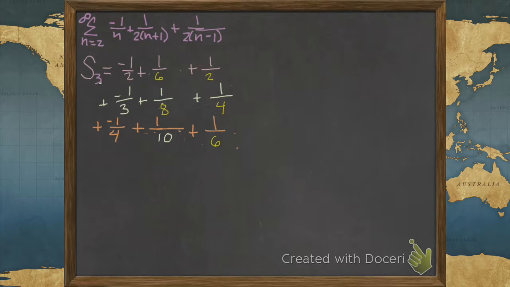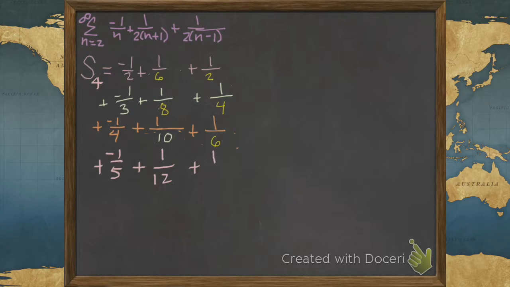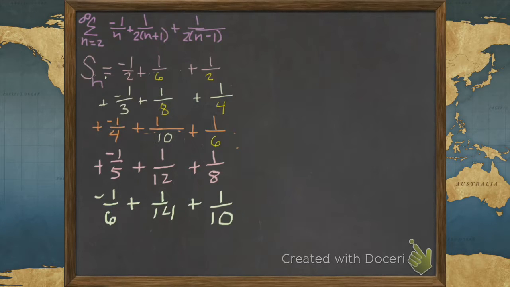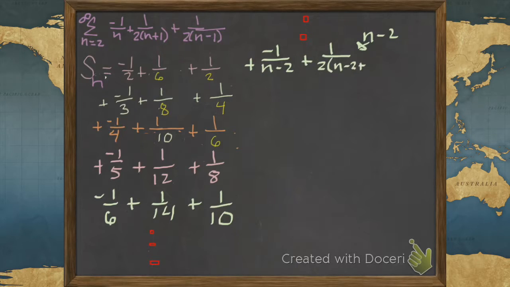Okay, so I'm here now, because I'm looking for the next one. I'm looking for S4. That's when I put a 5 in for n. And then I'm looking for S5. That's when I put a 6 in for n. Then I'm looking for Sn. But first, I start by finding n minus 2.